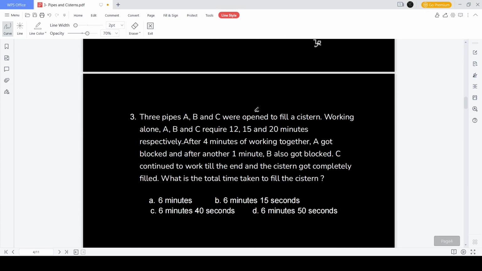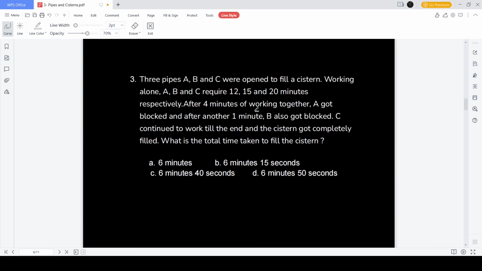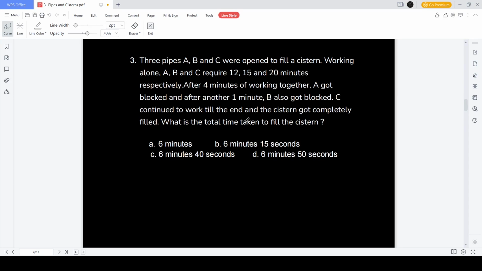Okay, the next question. Three pipes A, B, and C are open to fill a cistern. Working alone, A, B, and C require 12, 15, 20 minutes respectively. After 4 minutes of working together, A gets blocked, and after another minute, B gets blocked. C continues and fills the cistern completely. What is the total time? This is similar to the previous question, but here there is another pipe extra.